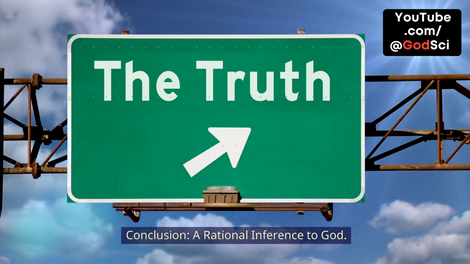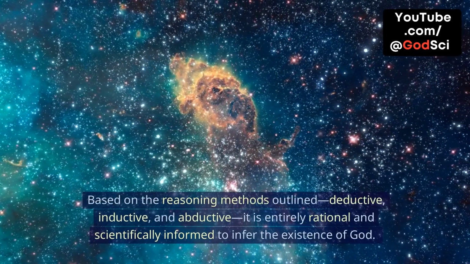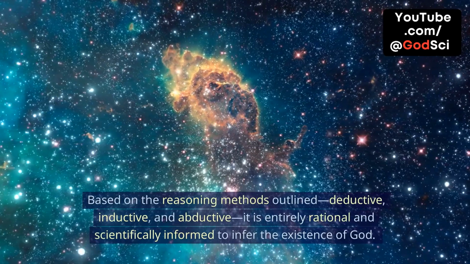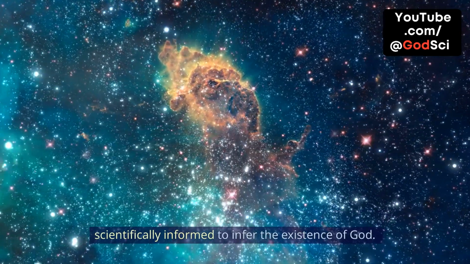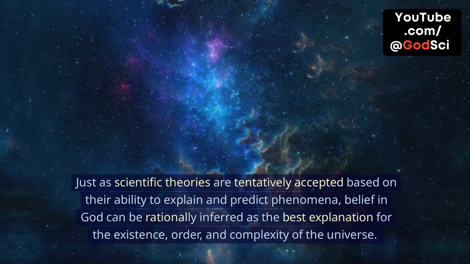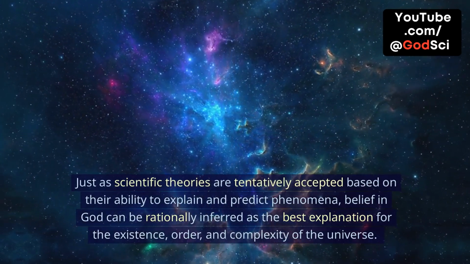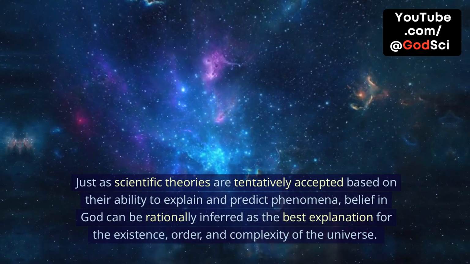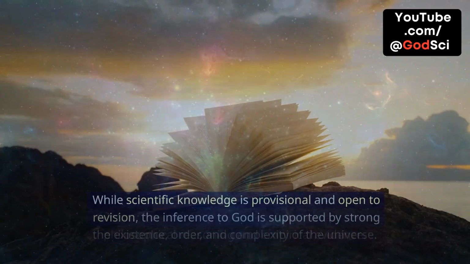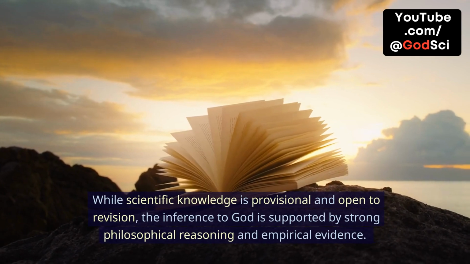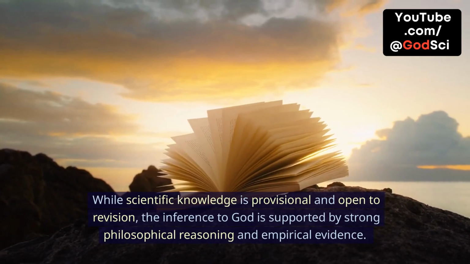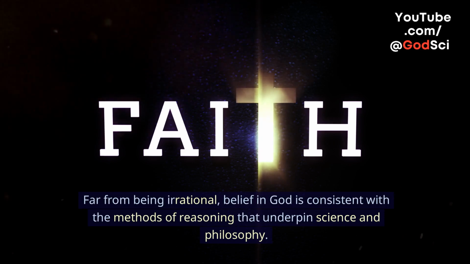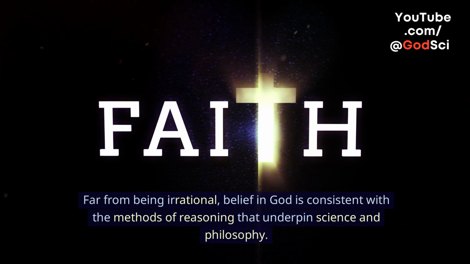Conclusion. A rational inference to God. Based on the reasoning methods outlined, deductive, inductive, and abductive, it is entirely rational and scientifically informed to infer the existence of God. Just as scientific theories are tentatively accepted based on their ability to explain and predict phenomena, belief in God can be rationally inferred as the best explanation for the existence, order, and complexity of the universe. While scientific knowledge is provisional and open to revision, the inference to God is supported by strong philosophical reasoning and empirical evidence. Far from being irrational, belief in God is consistent with the methods of reasoning that underpin science and philosophy.